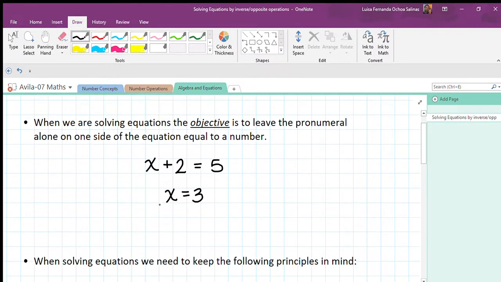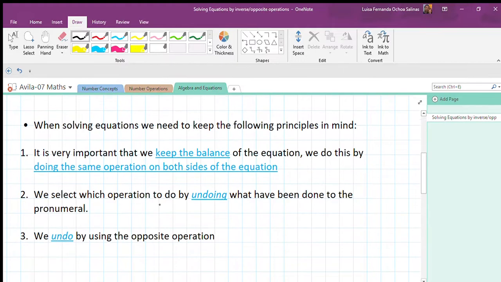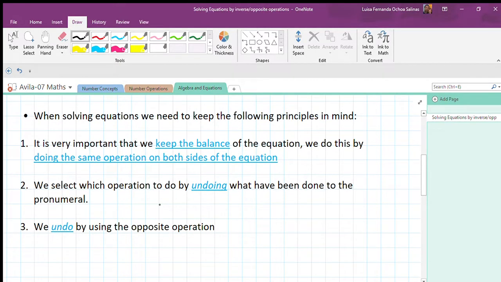So let's look at this. When solving equations, we need to keep the following principles in mind. Girls, these are the three things that you have to always be very careful about when solving equations. So the first one is, it is very, very important that we keep the balance of the equation. How do we do this? We do this by doing the same operation on both sides of the equation. Later on, we're going to do some examples where I'm going to demonstrate what I mean by this.